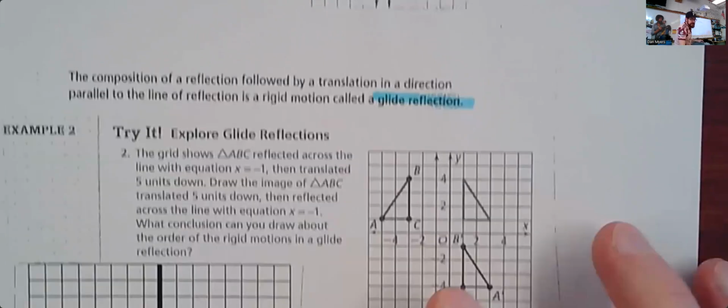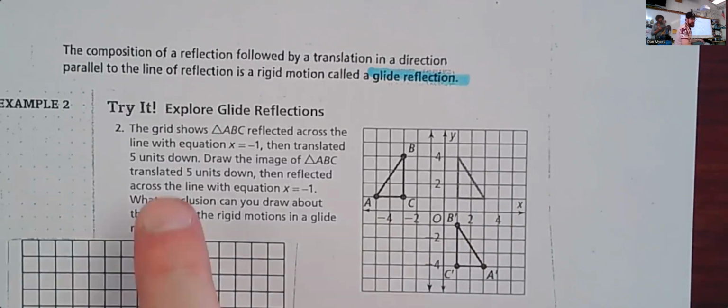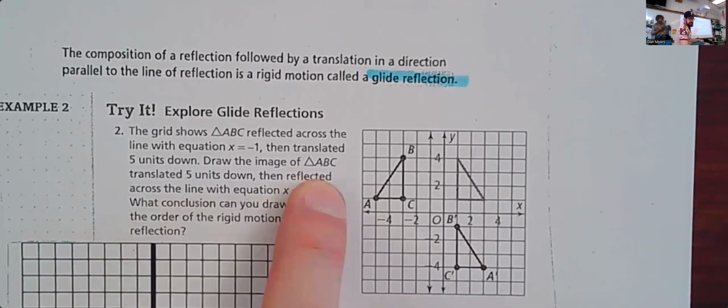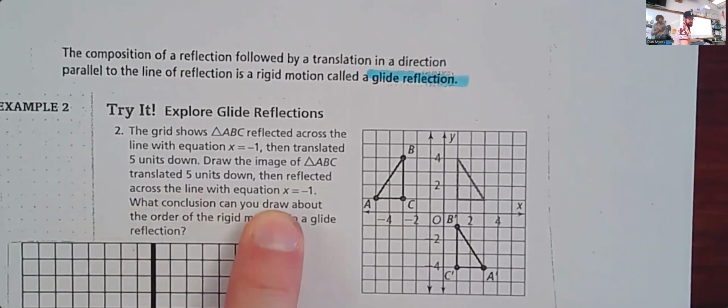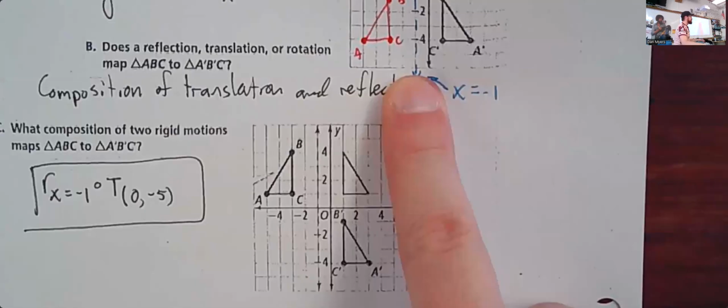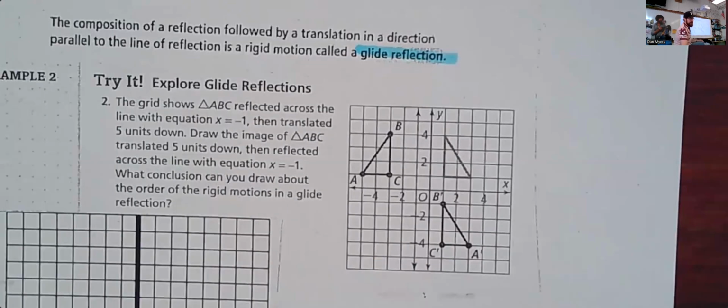So let's take a look down here. We actually kind of already did this. It says the grid shows ABC reflected across the line x equals -1 and then translated 5 units down. Draw the image of ABC translated 5 units down and then reflected across the line x equals -1. We already did that. That was what we did right here. So we actually don't even need to worry about doing example 2 because we already did it. But it says we are going to write an answer to this question.